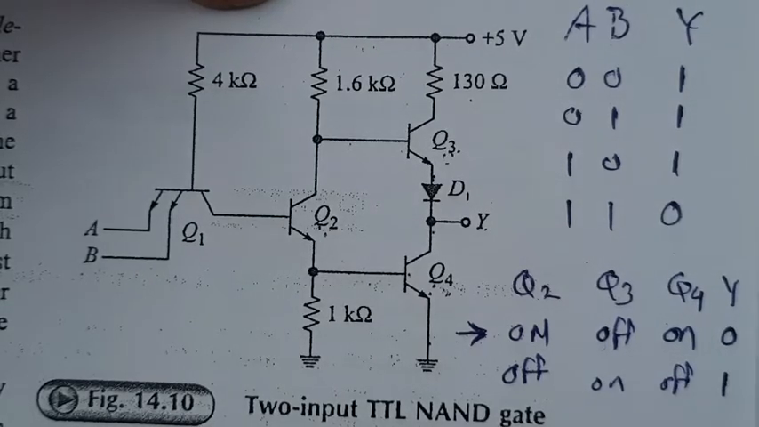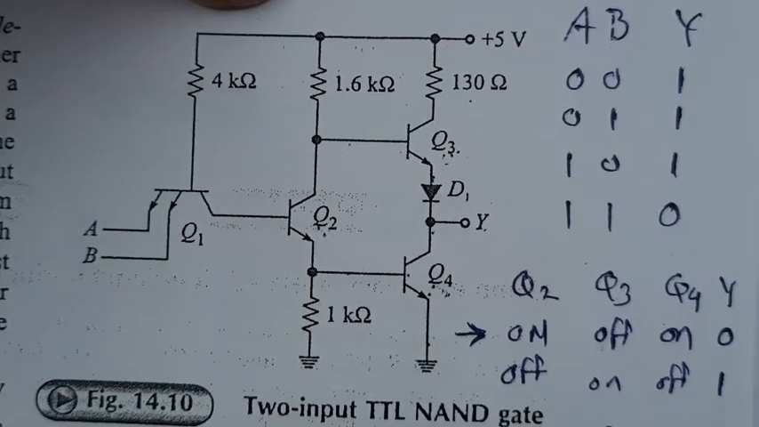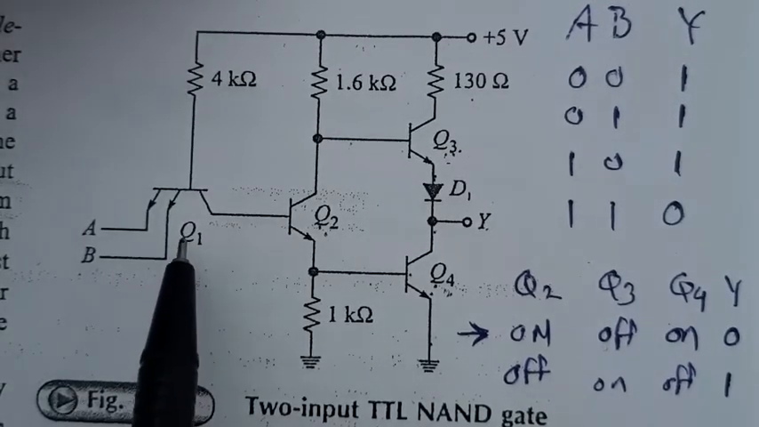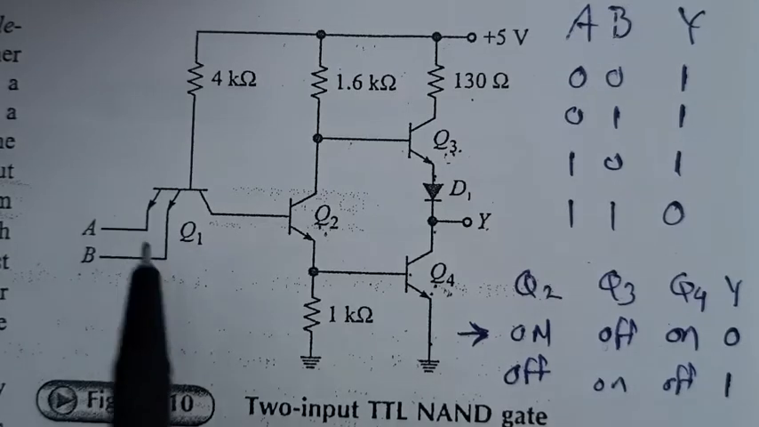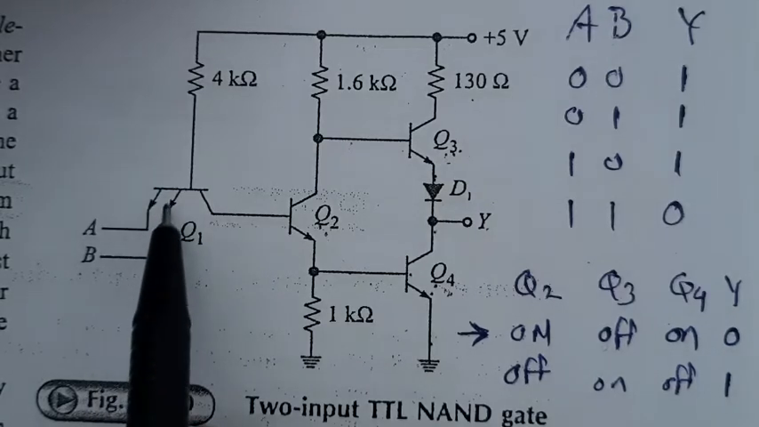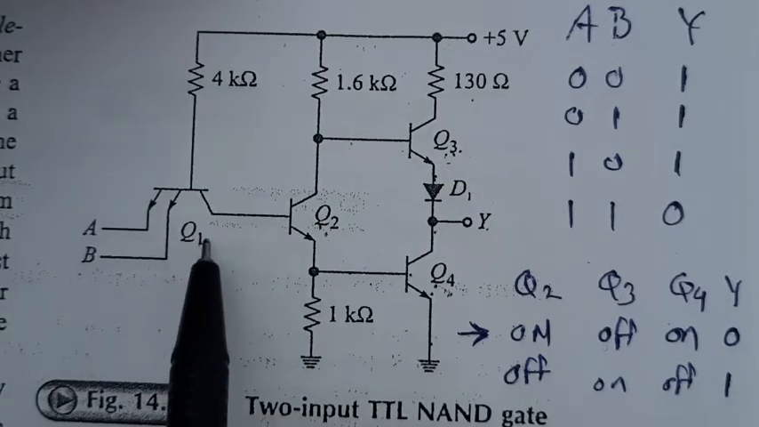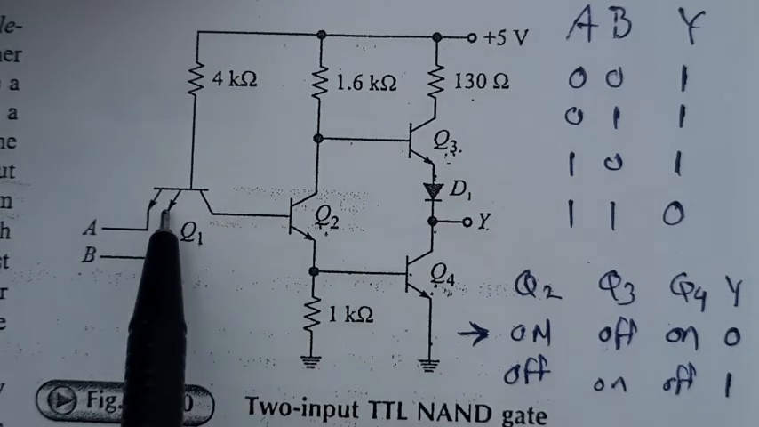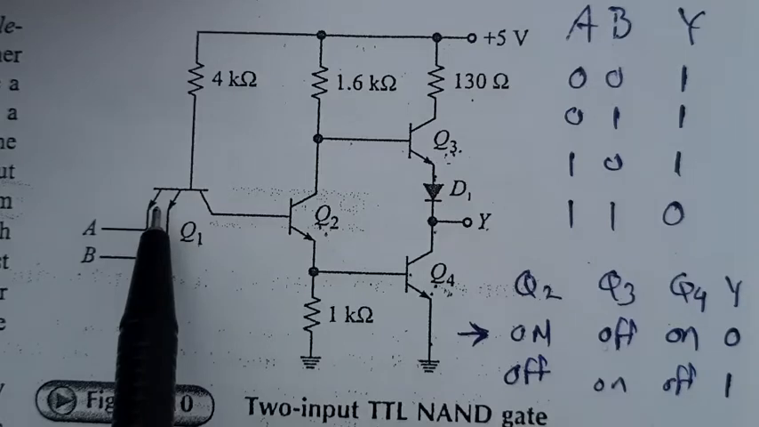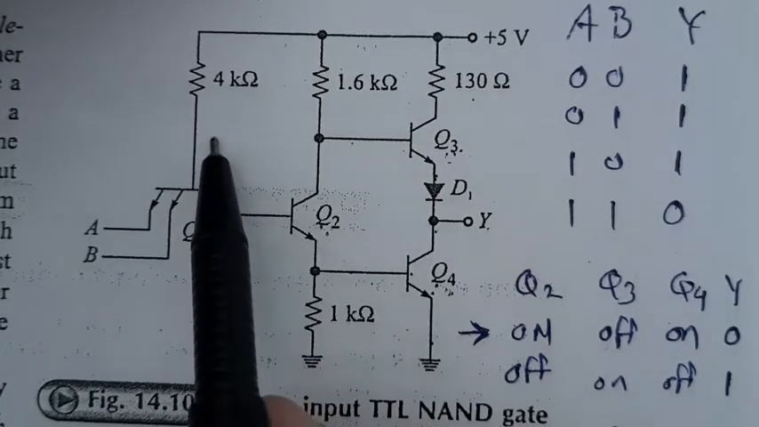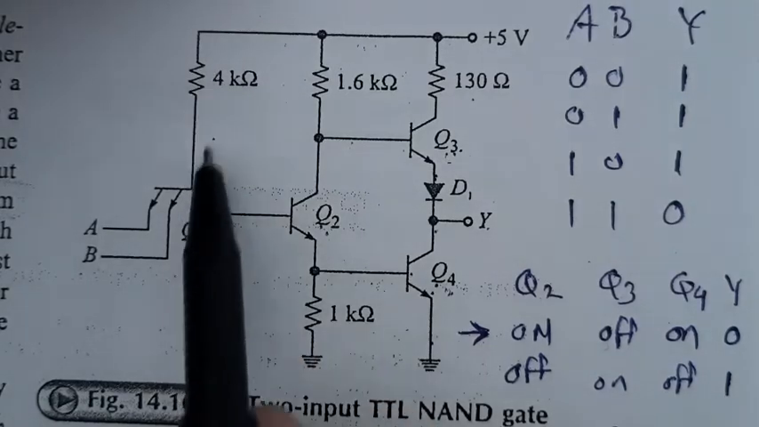What about Q2? Q2 will be decided by Q1. Okay, this is the input transistor, input to the NAND gate, and most of the TTL devices have inputs in the form of emitters of a transistor. Now these two are emitters. The transistor Q1 is a special transistor having one base, one collector and two emitter terminals, correct? Two emitter terminals.